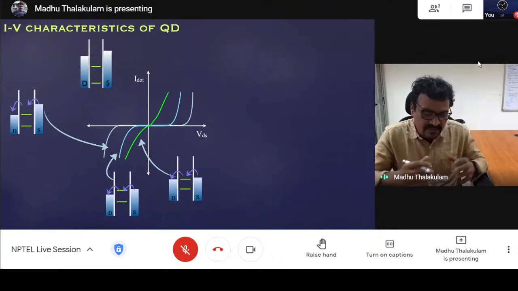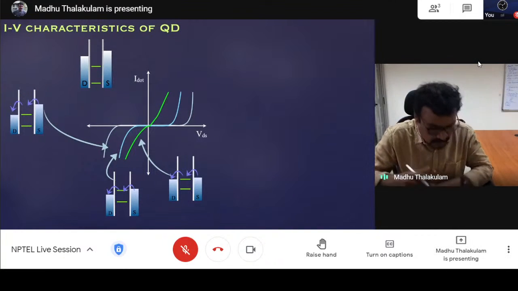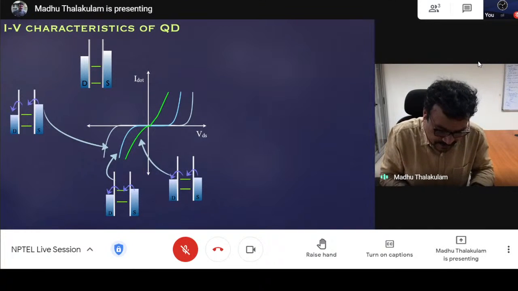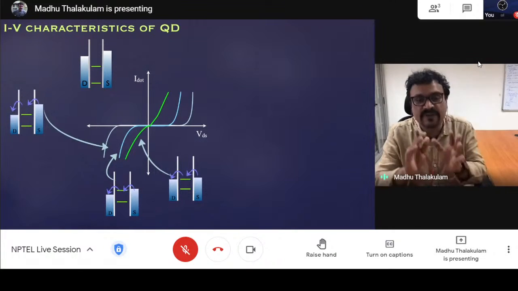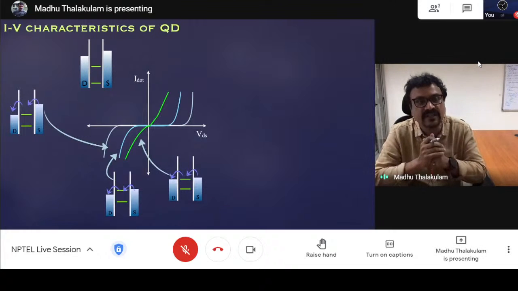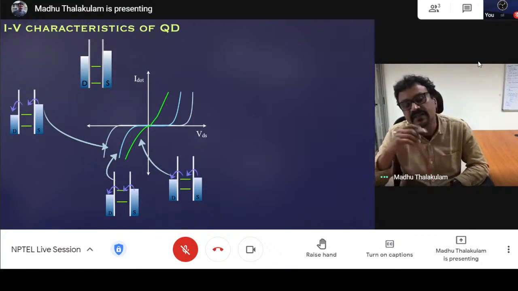Now, let's look at the IV characteristics of this dot a little bit further. Let us consider the situation where we are not really worried about the gate voltage now. There are only source and drain. As I told, these levels here represent the electrochemical potential of the dot.